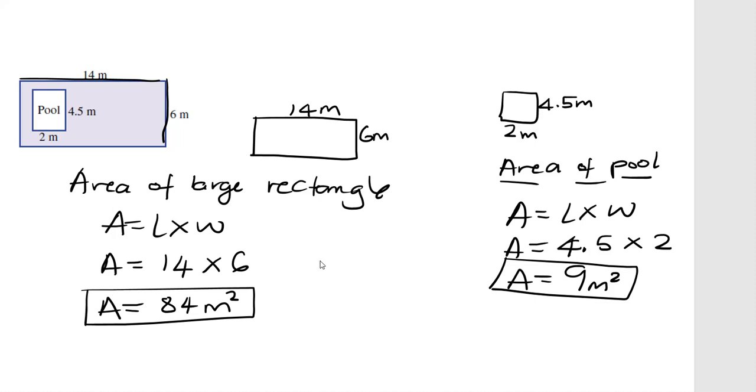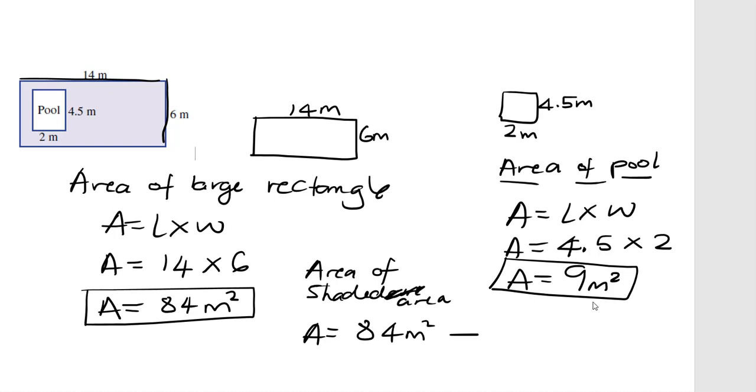So the next thing I've got to do is the area of the shaded area, or we can say the area we're paving. It will be equal to the large rectangle, 84 meters squared. You can write it in if you want to. Take away the area of the pool that I'm not paving, or the area that I'm cutting out, and I'm left with 75 meters squared. So that's the area we need to pave.